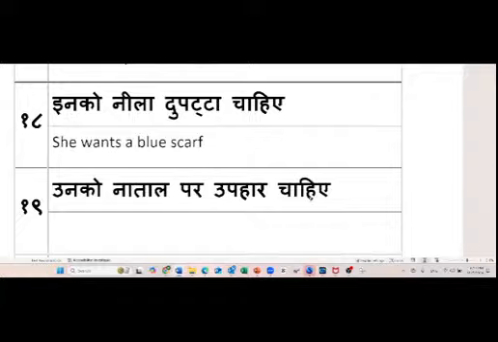I have a question about this one. Yeah, in a minute. So inko could be the person, the lady who needs the scarf is in the same room. When we say unko, we are probably talking about a lady who is not in the same room. She could be in the other room. She could be in the other city. She could be anywhere.